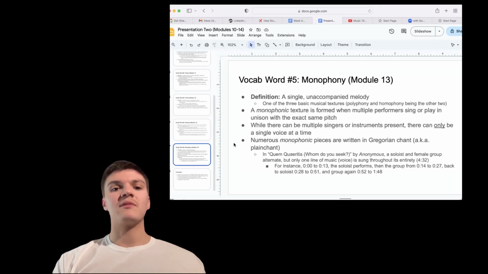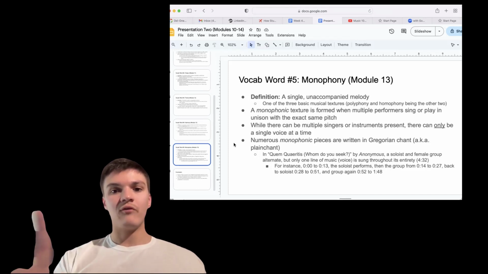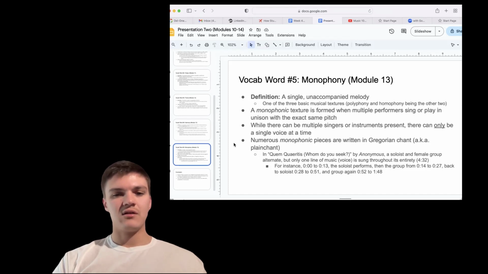The last word I want to go over is monophony, which is a single unaccompanied melody. It is one of three basic musical textures, along with polyphony and homophony. A monophonic texture is formed when multiple performers sing or play in unison with the exact same pitch, not even slightly different, the exact same. While there can be multiple singers or instruments present throughout, at a given point in time, there can only be one voice. Numerous monophonic pieces are written in the Gregorian chant, also known as plainchant.